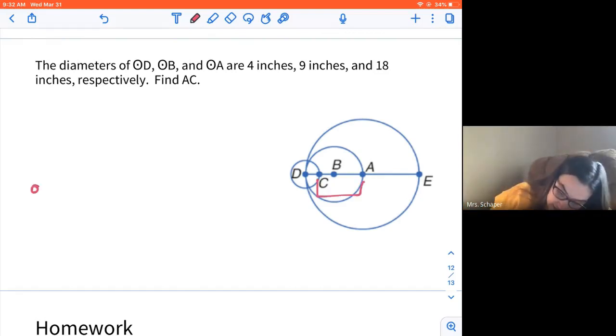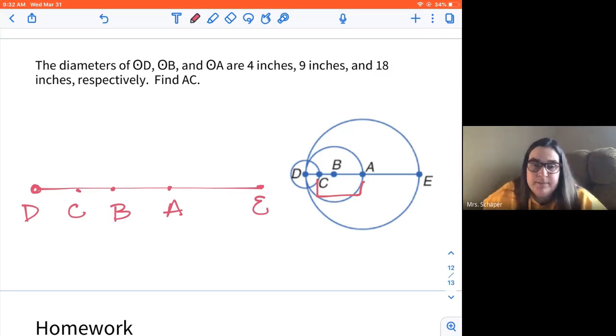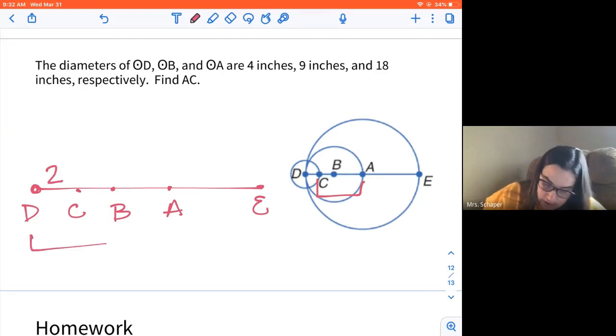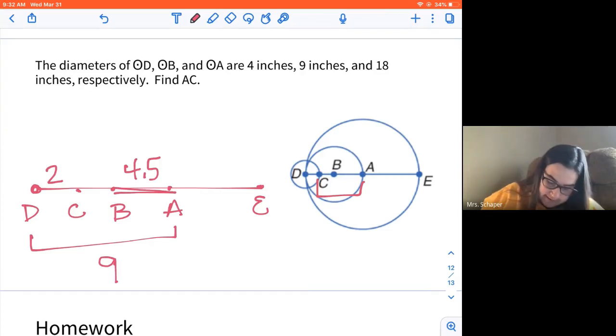So, okay, D, C, I'm just writing it out here because it's a little bit easier for me to see. You don't have to do that, but for me it helps. So what I know is the diameter of D is 4. So that means DC is 2, because that's the radius. And I know the diameter of B is 9. So from here to here is 9. So that means this is 4.5, because that's the radius. Oh, that makes this 2.5 then.